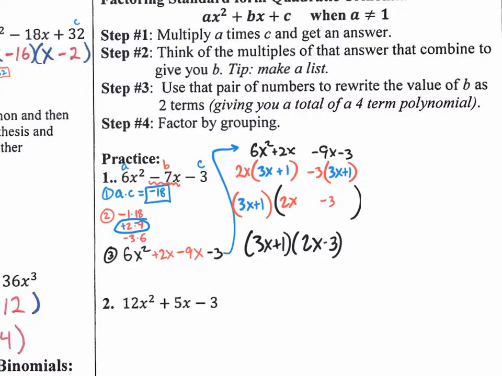Is there any other easier way of doing this? No. Will it become easier? Absolutely. The more you practice, the easier it gets, right?